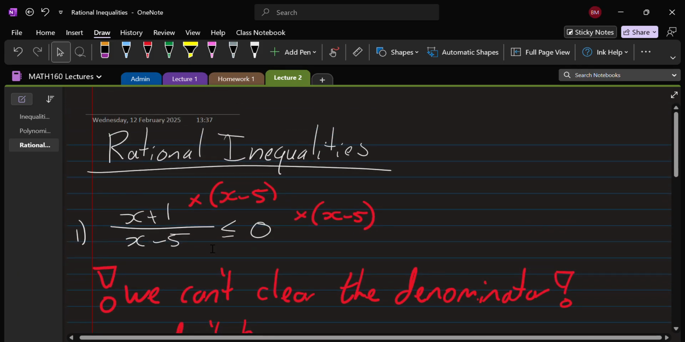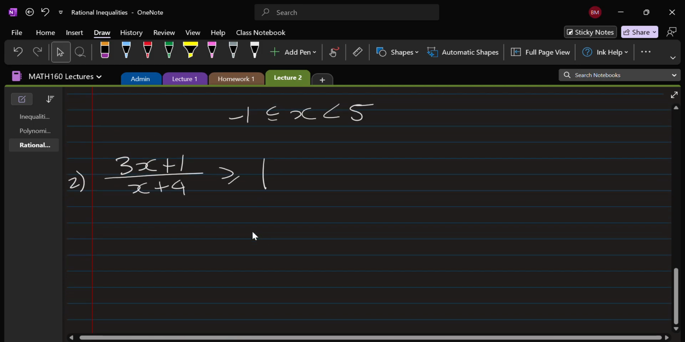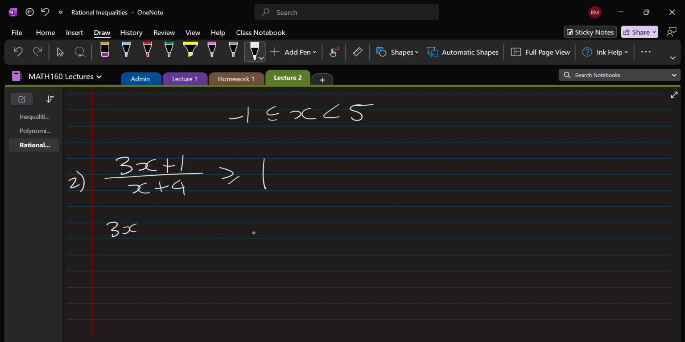So what we do is we take everything over to one side so that it looks more like the first example. That's always the first step. Get it to look like this, where it's either positive or negative, depending on which way that goes. Here, it doesn't look like that, but we can make some changes. So this will be 3x plus 1 over x plus 4 minus 1 is greater than or equal to 0. Now that we've got the 0 on that side, we can follow as before.